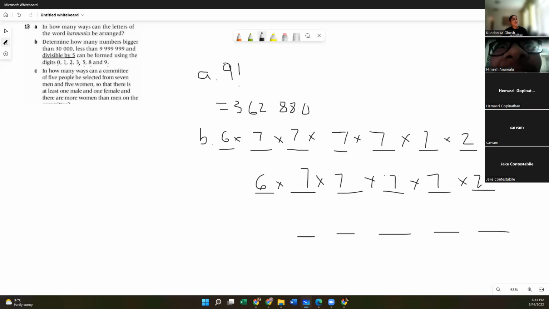Okay, that means you're only limited to 4 options for your first seat because of the limit on what the first digit can be. And then once again, you have 7 options for your second seat, 7 options for your third seat, 7 options for your fourth seat. And lastly, once more, you have 2 options for the last seat because, again, divisible by 5 can only end in 5 or 0.